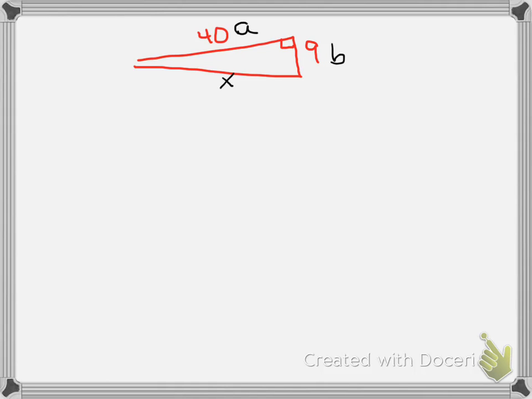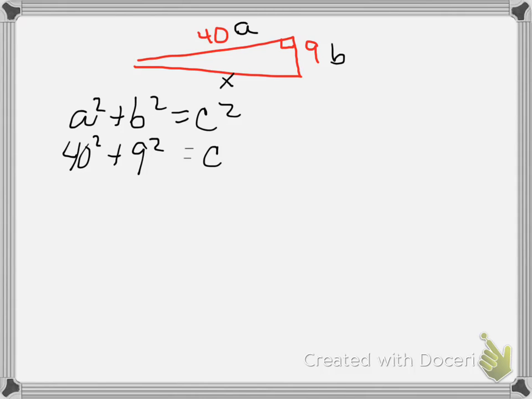Okay, so try another one. Here's a right triangle, and it's missing the hypotenuse, the C. So I'm going to go ahead and call this A and B. I know that A squared plus B squared equals C squared. So 40 squared plus 9 squared equals C squared. So that's 1600 plus 81.